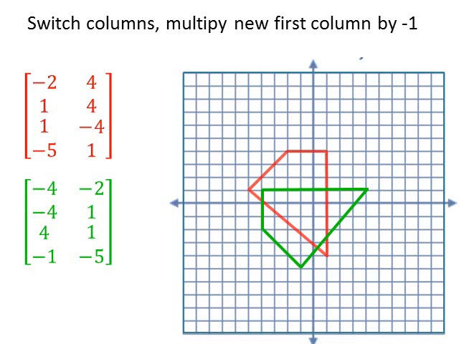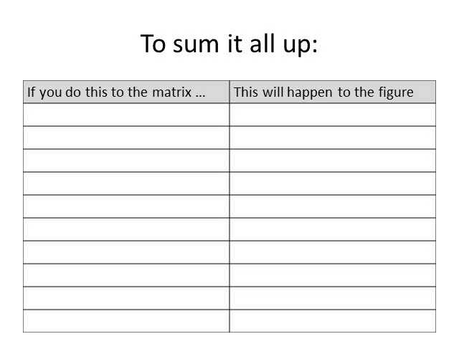So what you should have in your notes, and I'm not going to write this for you, you should have this chart. If you do this to the matrix, this will happen to the figure. We did 10 different things to the matrix, and we had a corresponding 10 things that happened to the figure. In order to do your homework, it's going to be really easy if you have these rules written down all in a row in one place. I would suggest you do that before you start your homework.